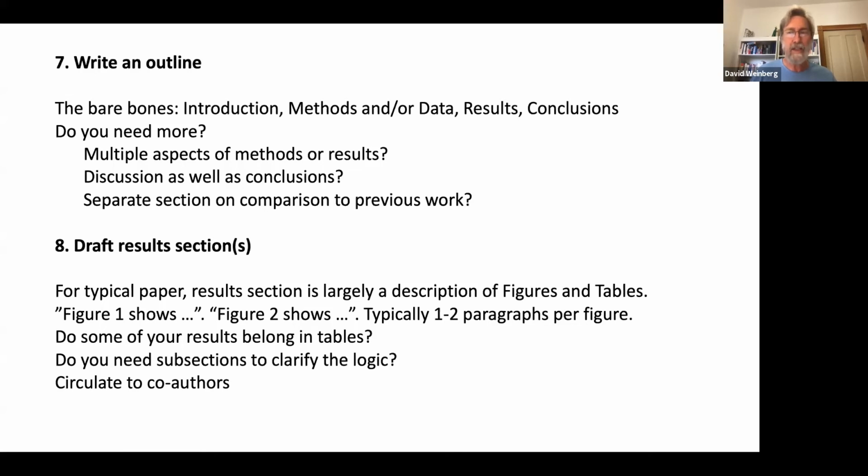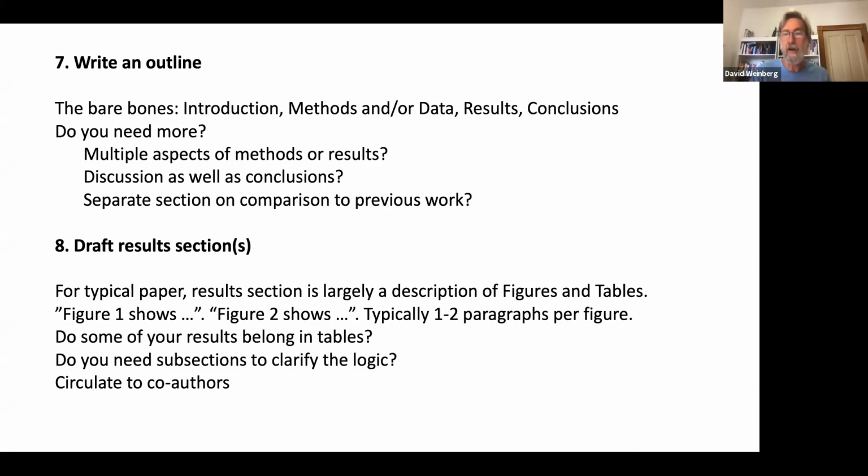Because at least for the kinds of papers that I write, the results section is largely a description of what the figures are and what the tables are. So typically there's a paragraph that says figure 1 shows this and explains what's in figure 1. And then another paragraph that says figure 2 shows this, with an explanation of what to conclude from it or what the structure is or how it was computed or other things. So in my papers, typically there's 1 to 2 paragraphs per figure. But sometimes you can cover multiple figures in one paragraph.